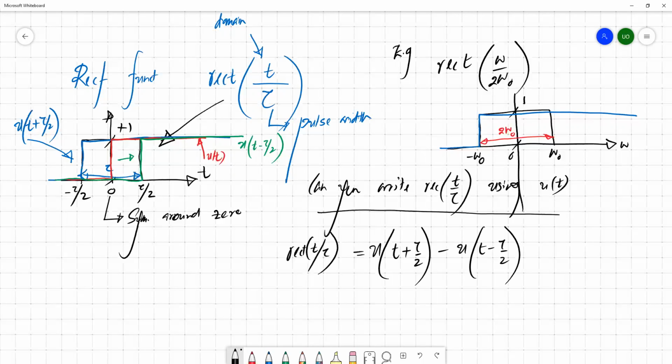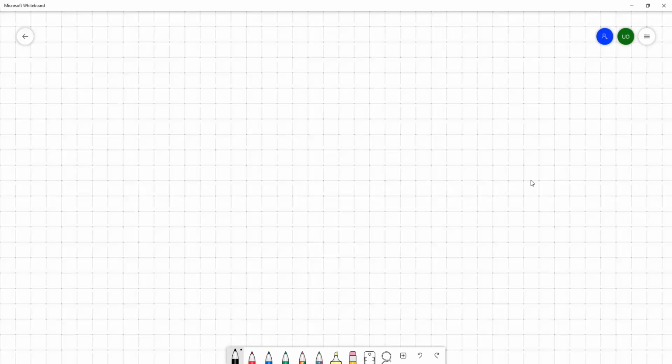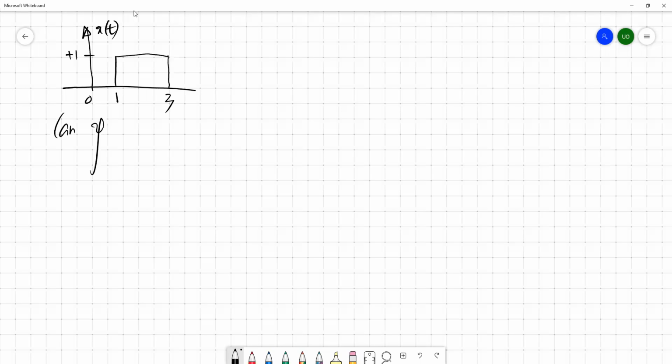Okay. So what about this function? Can you write this as a rect function and a combination of unit steps?